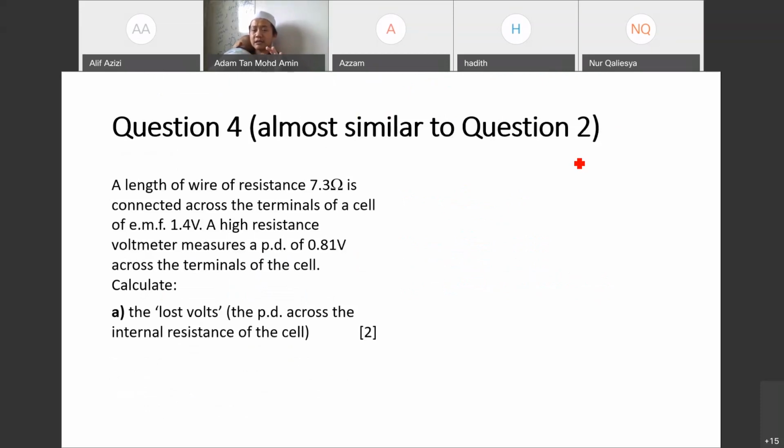Sebenarnya dia guna terms yang to make sense of what is actually happening in an EMF circuit. So first we have to calculate the lost volts, which is actually referring to the potential difference across the internal resistance of the cell. So walaupun dia statekan kat sini the EMF value is 1.4 volts, but effectively it does not supply the entire 1.4 volts into the circuit. Why? Because dia ada internal resistance. So dia ada lost volts.